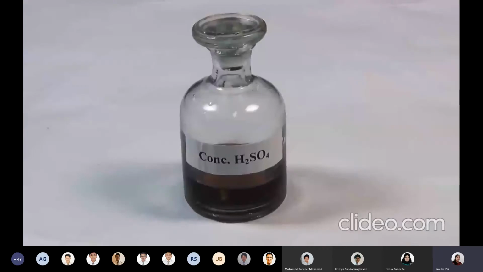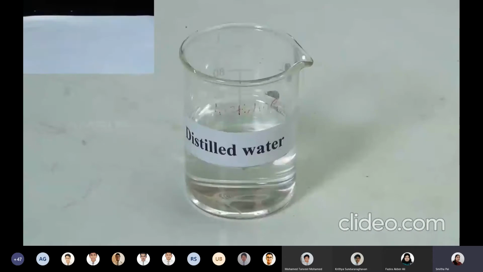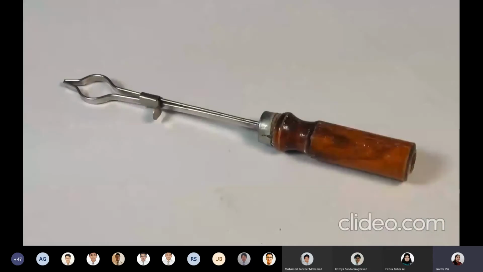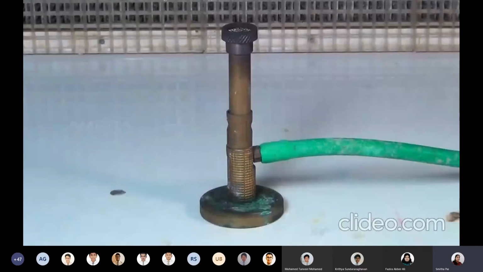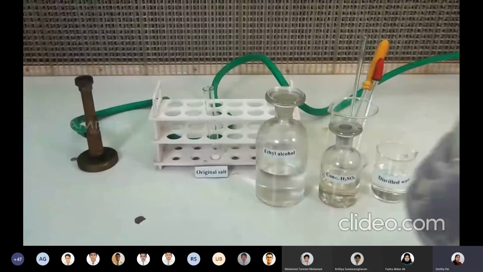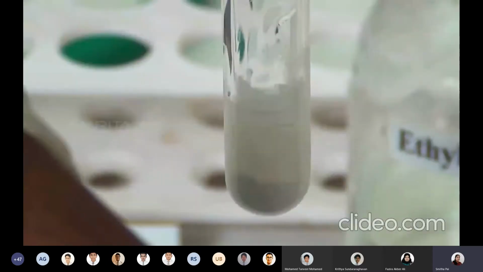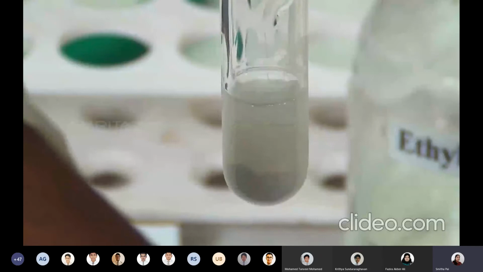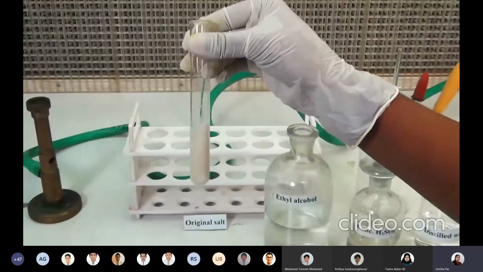Materials required: original salt, concentrated sulfuric acid, ethyl alcohol, distilled water, test tube holder, glass rod, droppers, and Bunsen burner. Procedure: take a small quantity of the salt in the test tube. To this, add a small volume of concentrated sulfuric acid using a dropper. Heat the contents of the test tube over the Bunsen burner. Now, add a small volume of ethyl alcohol using another dropper. Shake the test tube well.